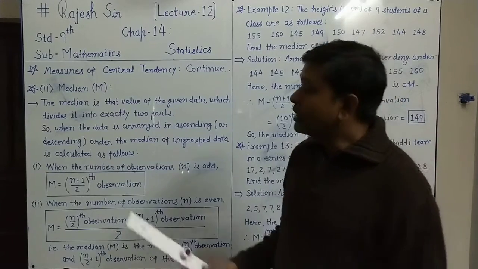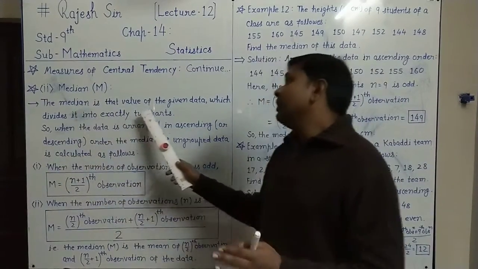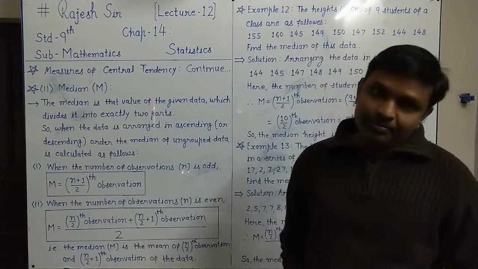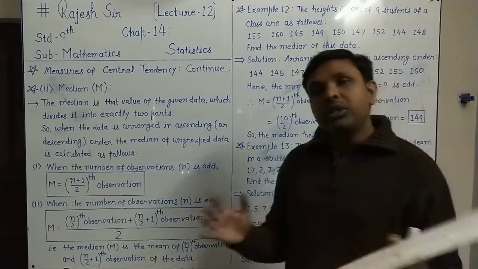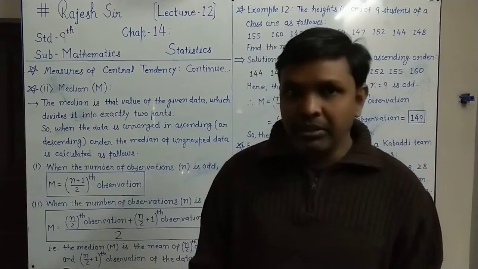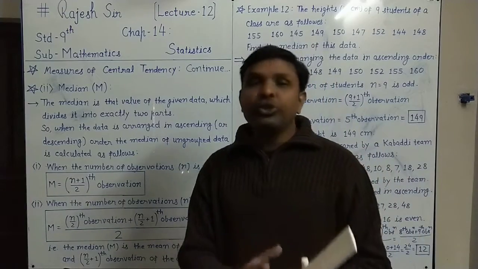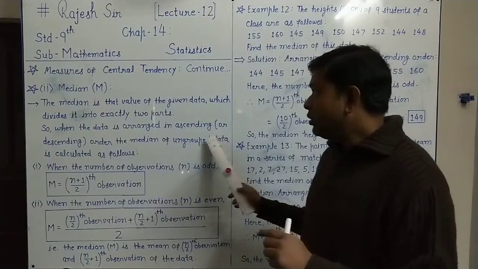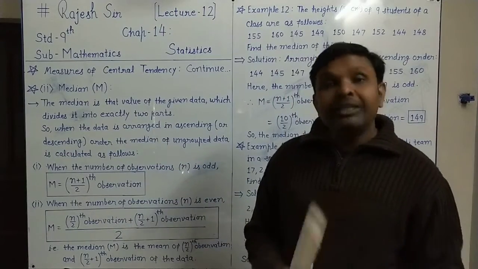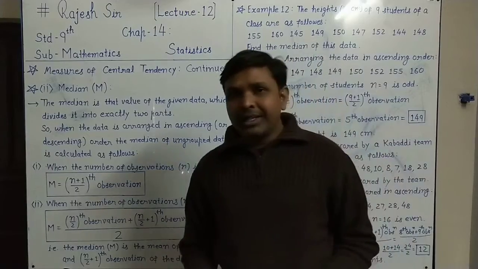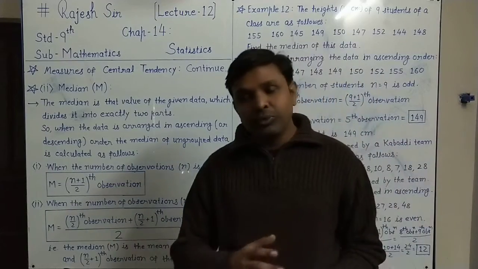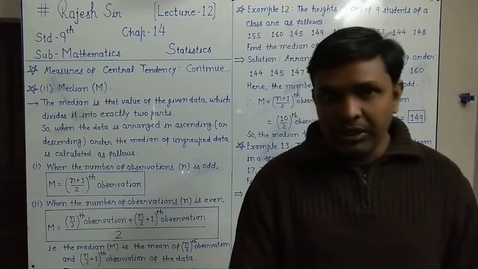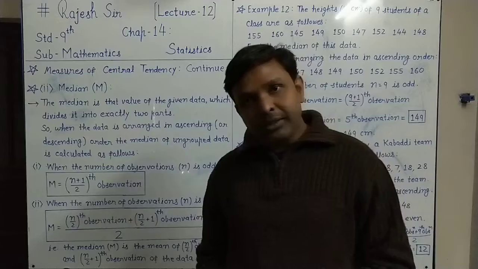What is the median? The median is that value of the given data which divides it into exactly two parts. The whole data is divided into two parts because of the median. So you can understand the median is the middle position of the data. The data or all the observations must be arranged in either ascending order or descending order. Then only can you get the exact middle.